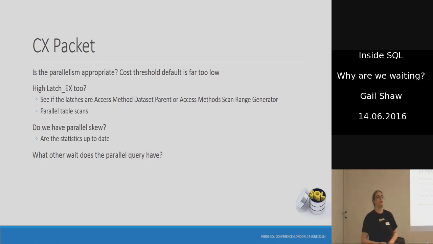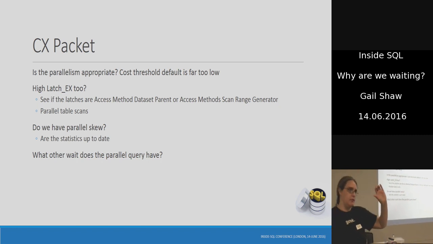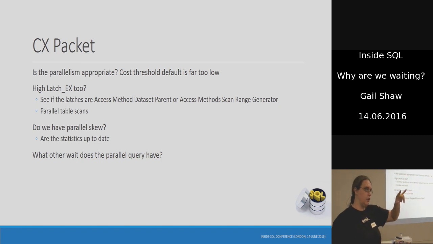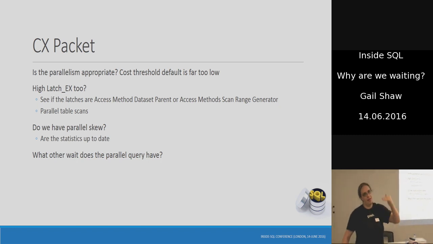Yes, sir. What's the view which connects up the control threads to the individual parallel threads? sys.dm_os_tasks will do the job. They're all on the same SPID. Their session IDs are identical. The only thing that differs is the execution context. So the controller is execution context 0. The worker threads, the threads that are actually doing the work, are other execution contexts. Go and query sys.dm_os_tasks, and you'll see the whole lot.